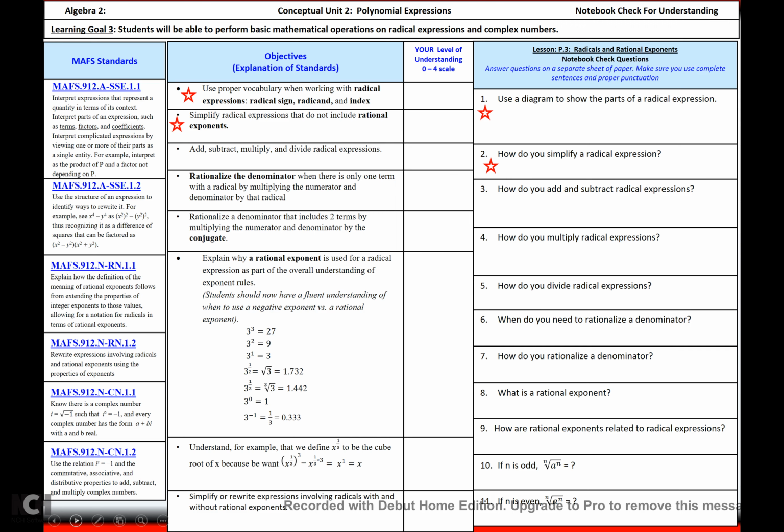All right, so use a diagram to show the parts of a radical expression. Your index goes here. Your radicand goes here, and that's the radical expression. How do you simplify a radical expression? Well, I'll get to that one in a second.